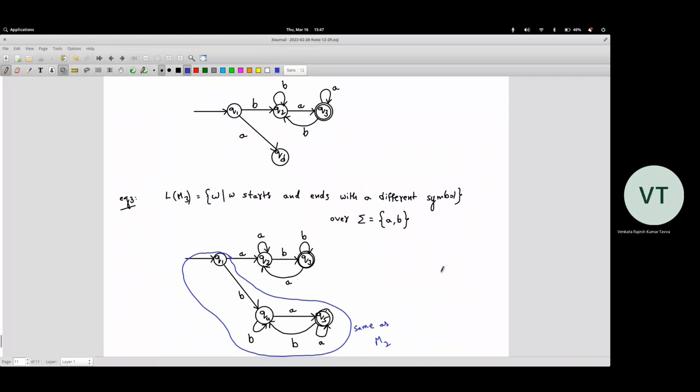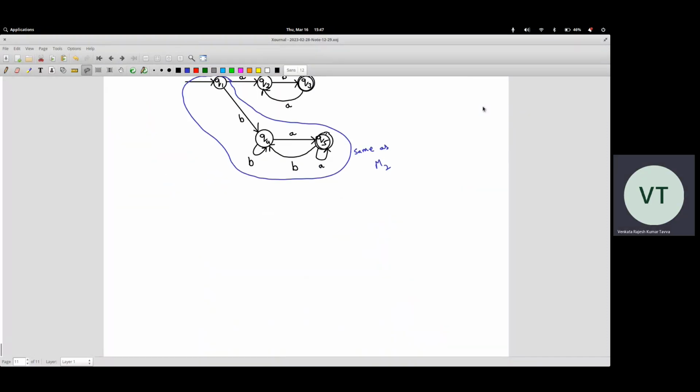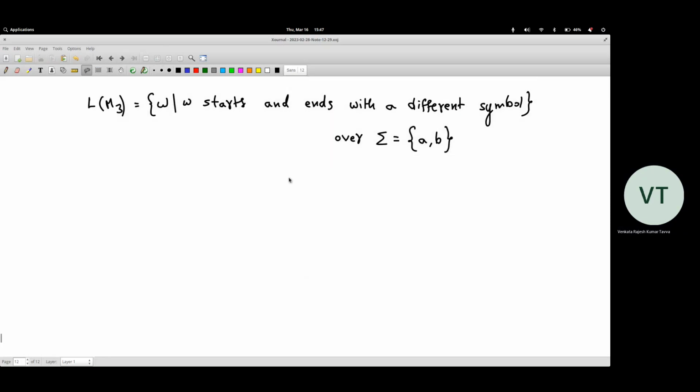Okay. Any doubts? Fine. Okay. Now try the next one. It is almost same as this one with slight difference. Here, omega starts and ends with a different symbol, but here the alphabet set has four symbols, A, B, C, D. Now draw a machine for this.